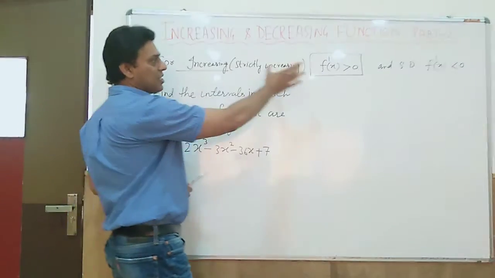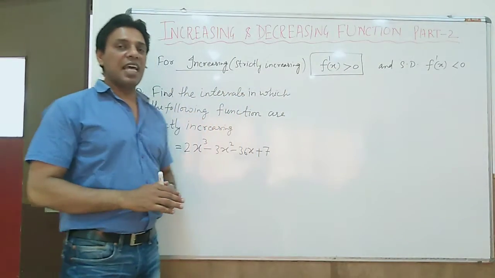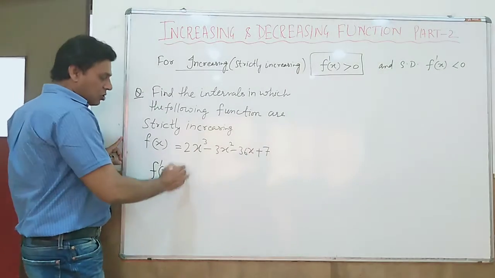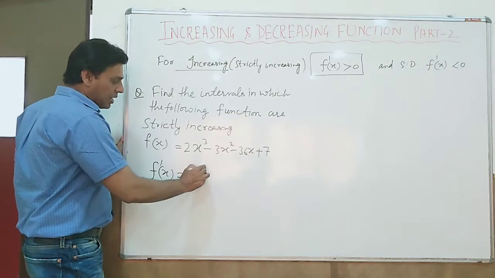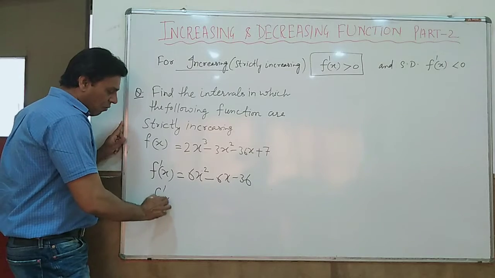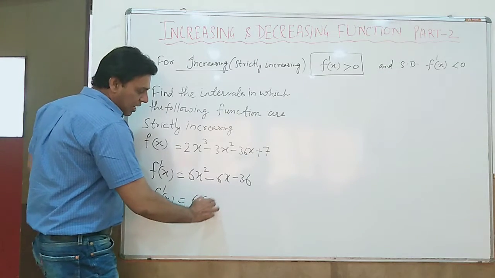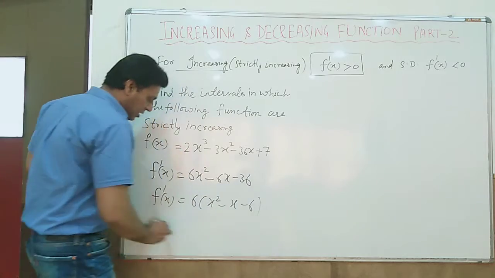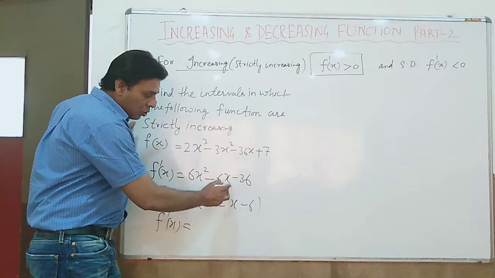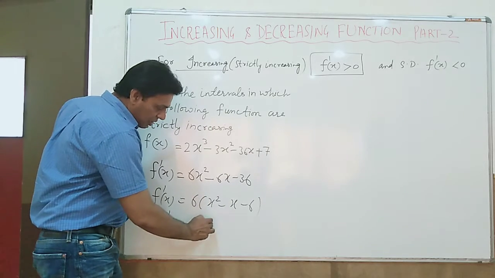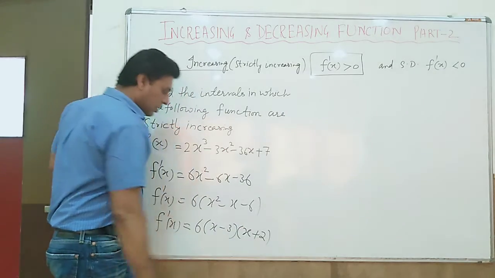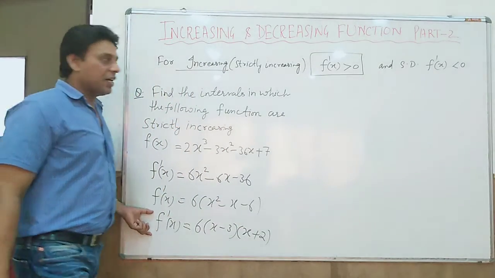To check strictly increasing or decreasing, we need to find the derivative. So we will find the derivative, that is f dash x. Differentiating, we get 6x square minus 6x minus 36, and we can take 6 as common, then we have x square minus x minus 6, and then we can get the factors by splitting the middle term. You know it very well: x minus 3 and x plus 2. So this is our derivative.